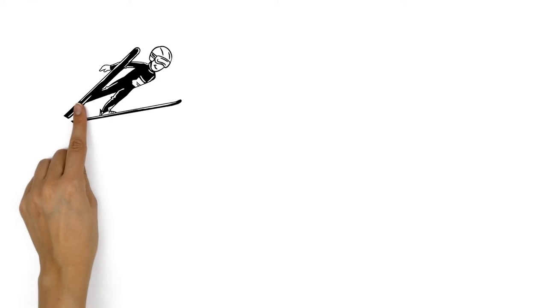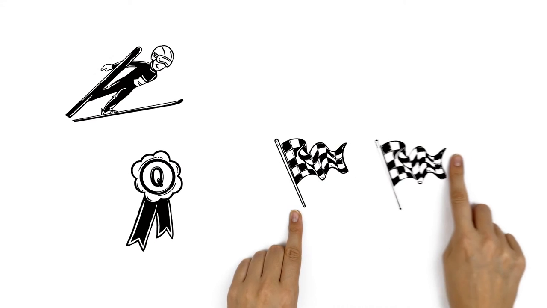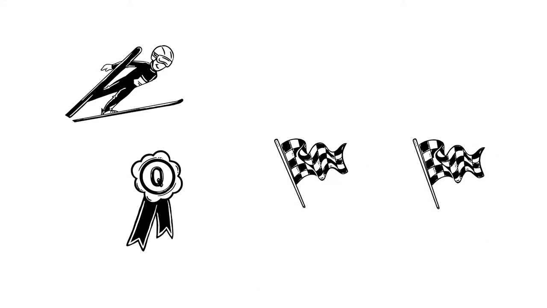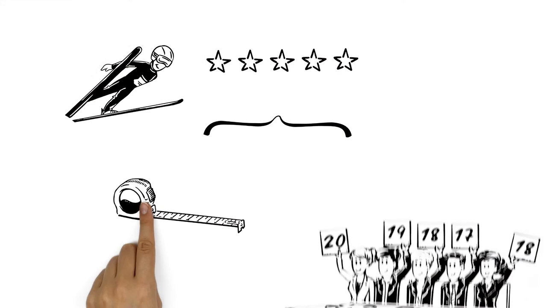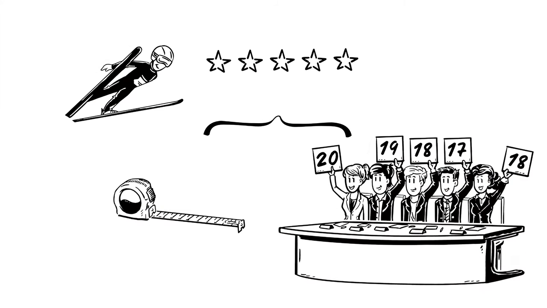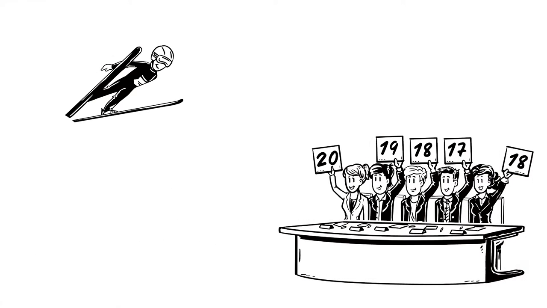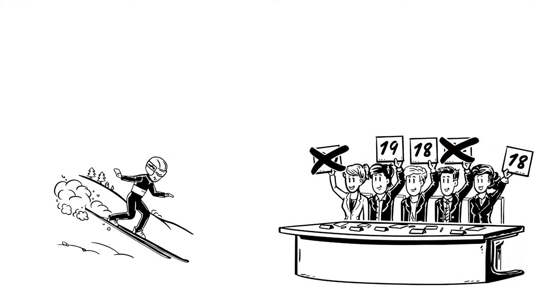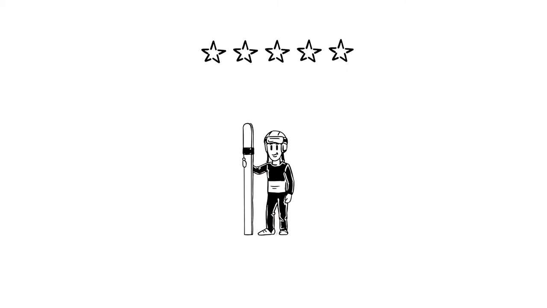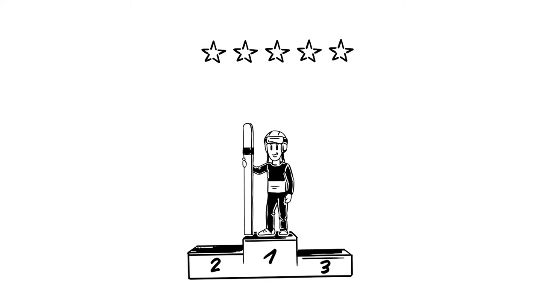A ski jumping competition consists of a qualification jump and a competition with two rounds, that is, two jumps. The ski jumper is awarded points after every jump. These are a combination of the distance and the score from a five-person jury. The jury looks at style and landing. The highest and lowest performance marks are cancelled out. Whoever has the most points after two jumps is the winner.